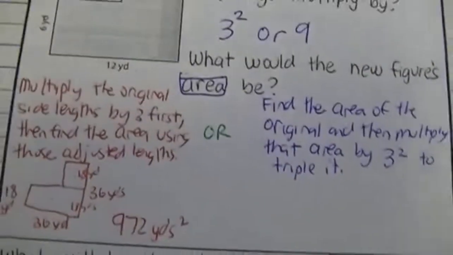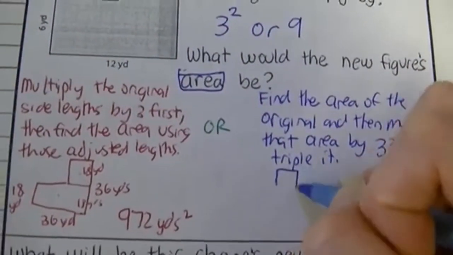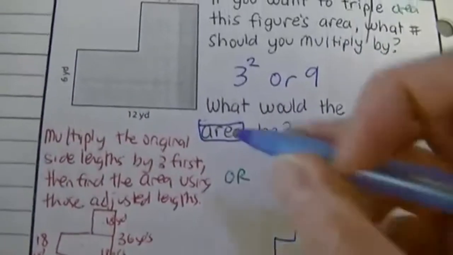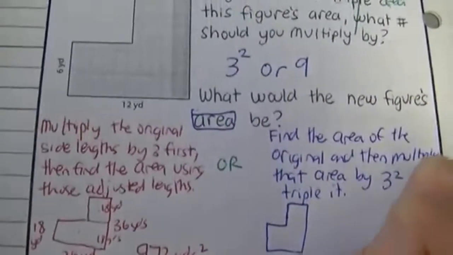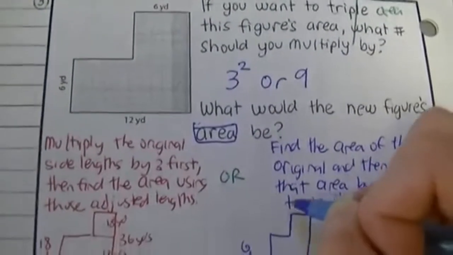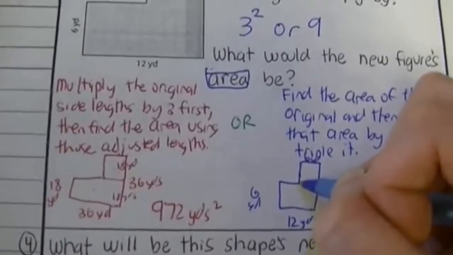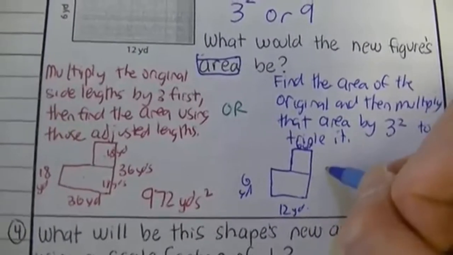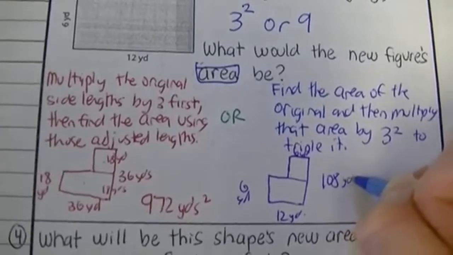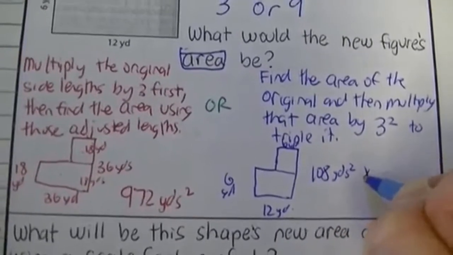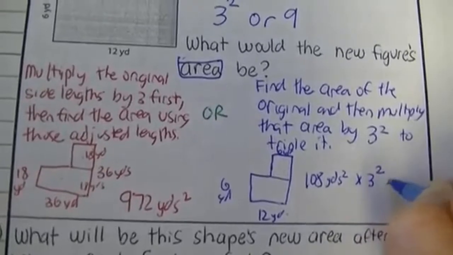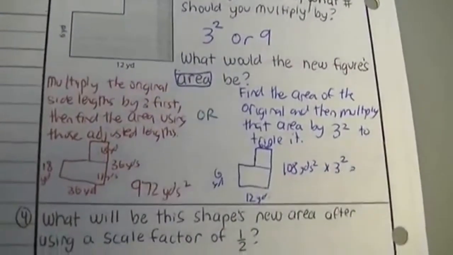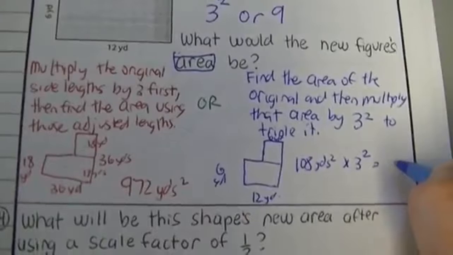Okay, or this way, you can find the area of the original. Use the original length, so 12 yards, 6 yards, 6 yards. And then find the area of each of those and add them together. And I would get 108 yards squared for the original. But you've got to multiply it by 3 to the second power. Let me make sure I did that. And then you would get, yeah, the same exact thing.